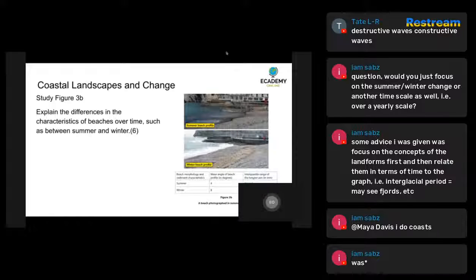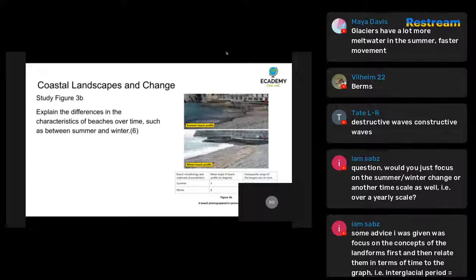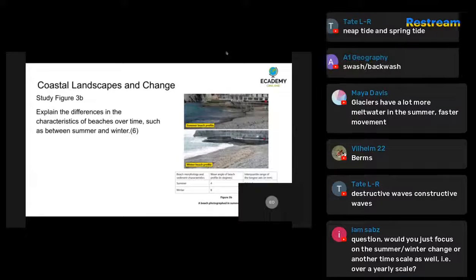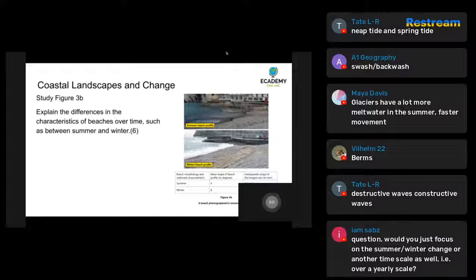Yep, good. Destructive, constructive waves, certainly. Come on, I know there's more of you who can say stuff. Berms, yep. Glaciers have a lot more meltwater, that's right, and faster movement, certainly. Yep, neap tides, spring tides, swash, backwash.